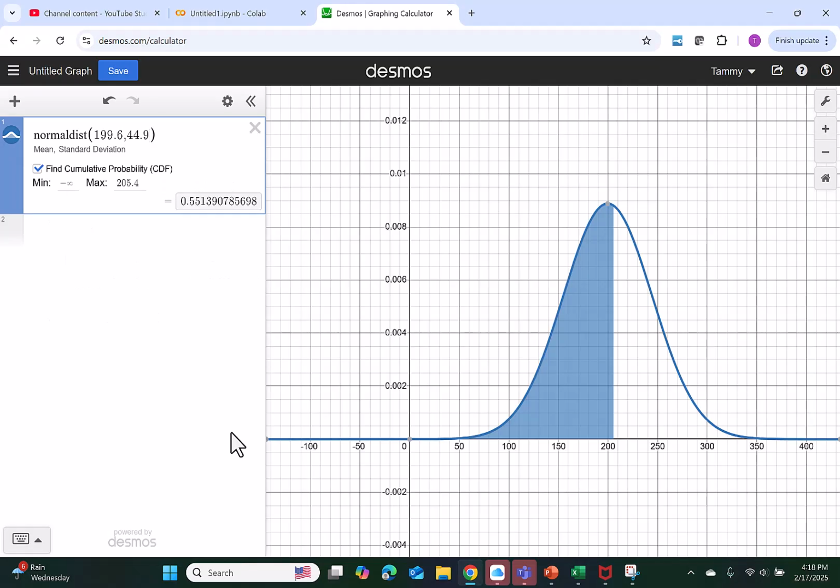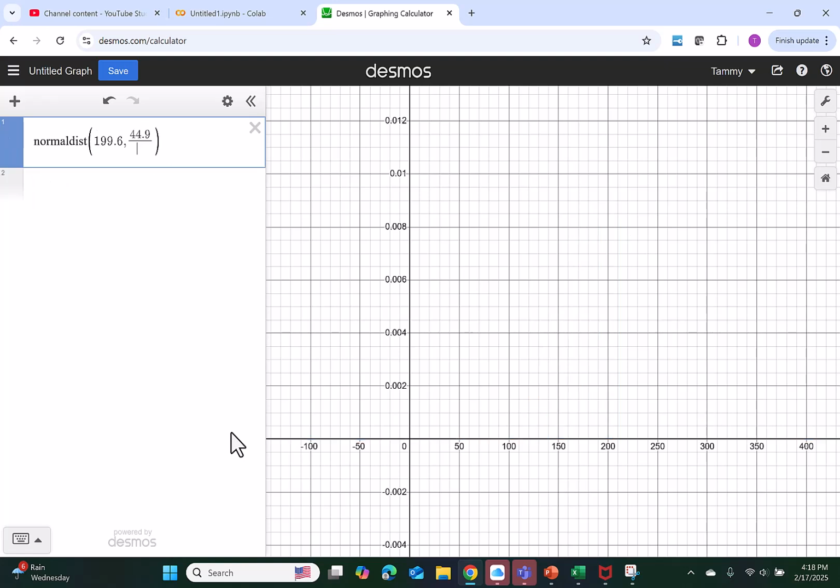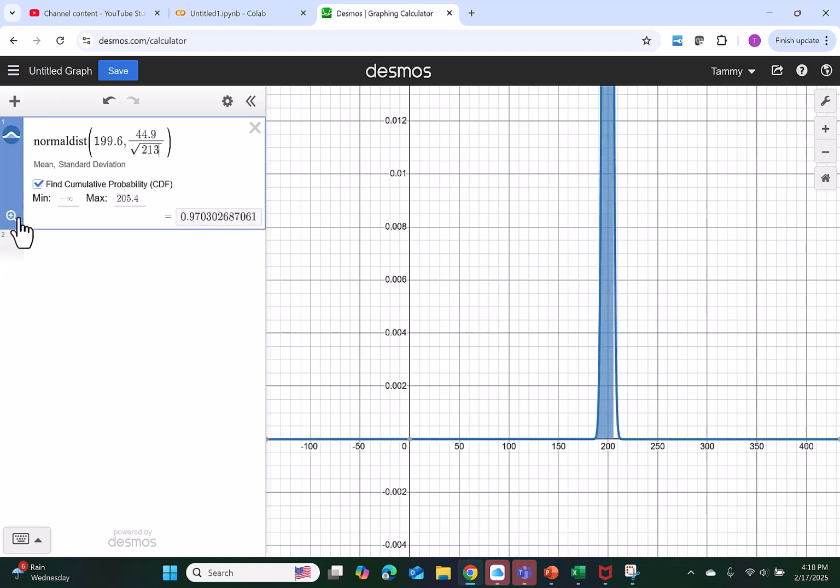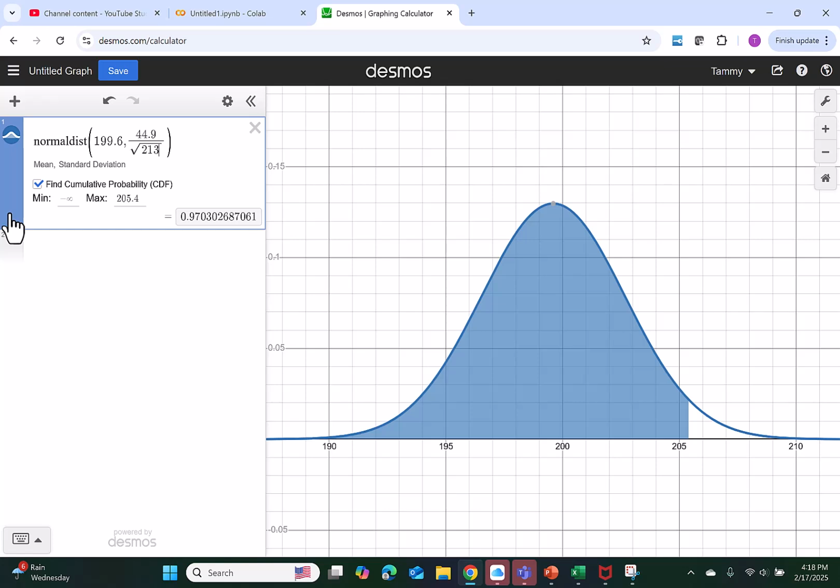Back in Desmos, we just want to change the standard deviation to the standard error of the mean. We'll divide the 44.9 by the square root of 213. If you want to, you can readjust the graph so you get a better view of it, but you can see our answer is 0.9703.